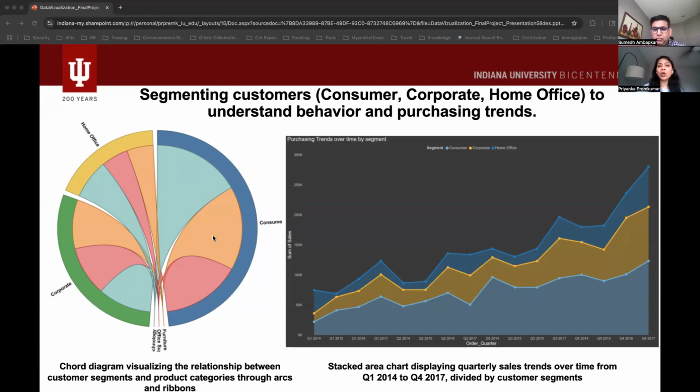To complement this, in Figure 2, we used a stacked area chart as well to visualize quarterly sales trends over time by segment. The area chart helps track growth and seasonal patterns, while the chord diagram uncovers relational insights between segments and categories, together offering a multidimensional view of the sales behavior.